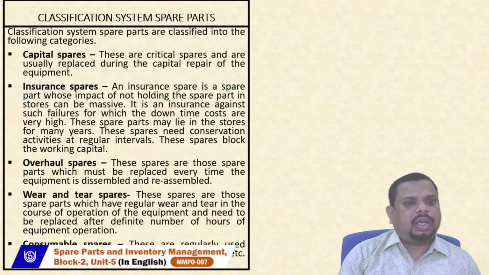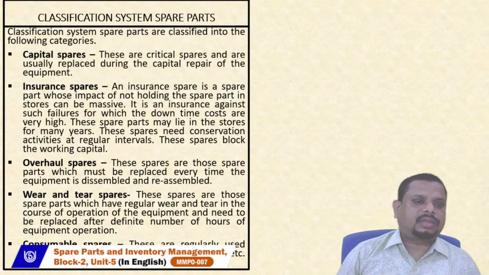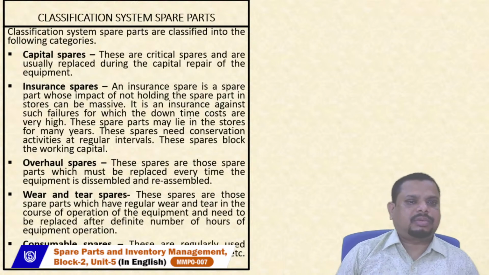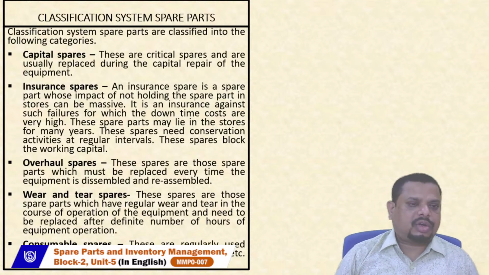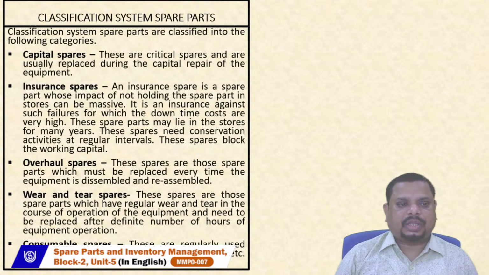Moving to the next one, the next one is classification of spare parts. Let's understand how spare parts are classified. The first one is capital spares. The second one is insurance spares, then overhaul spares, then wear and tear spares, and the last one is consumable spares.